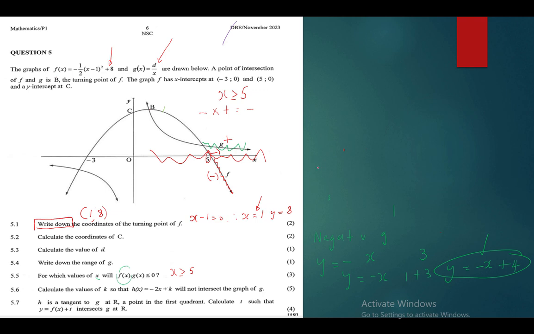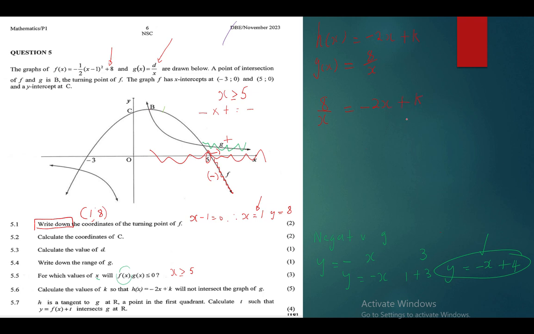Okay, let me write down the equation of h. They are saying it's negative 2x plus k. What is the equation of g? Remember, it's 8 over x. Now they are saying at which values of k will the two functions not intersect. I want us to equate these two functions. I want us to say 8 over x equals negative 2x plus k.